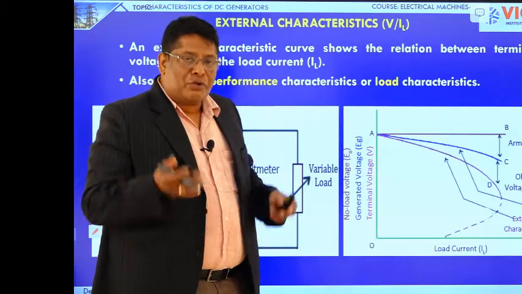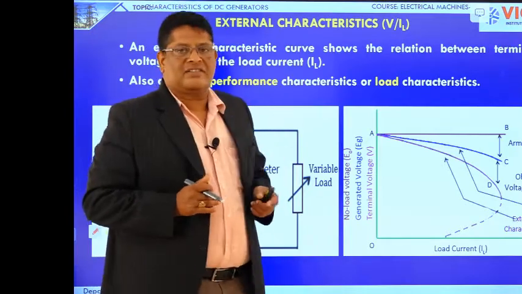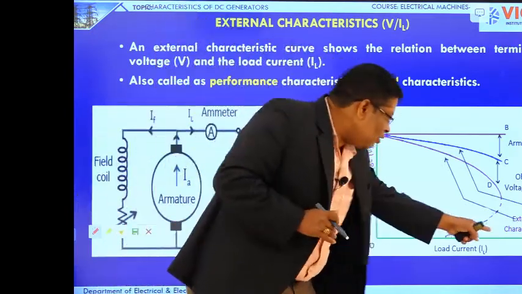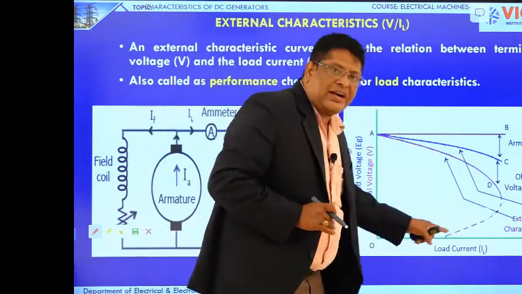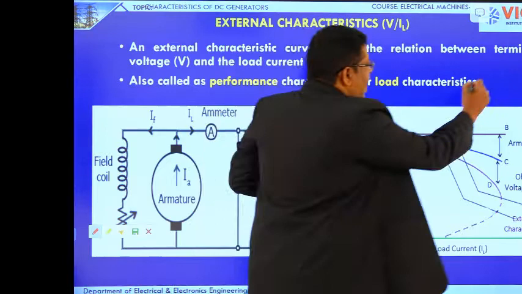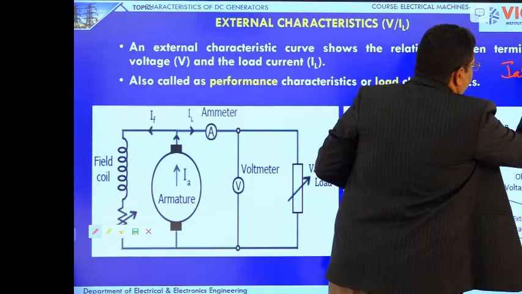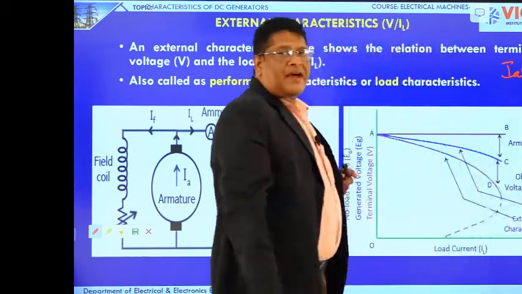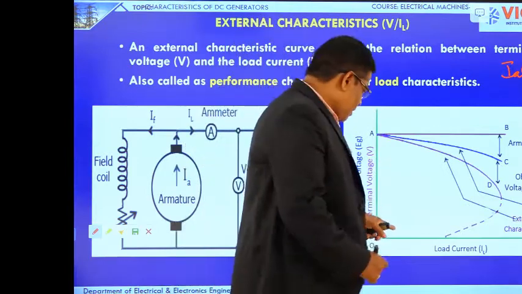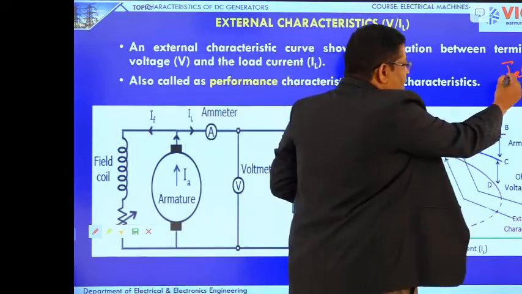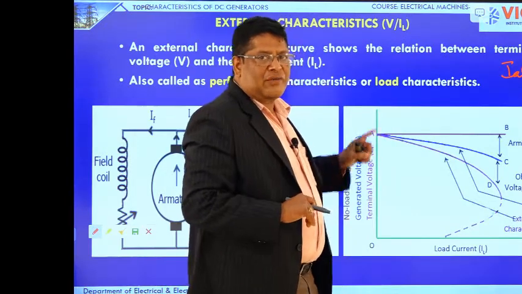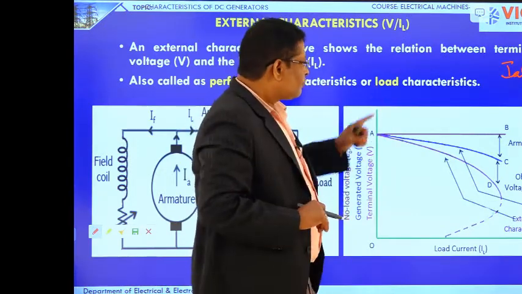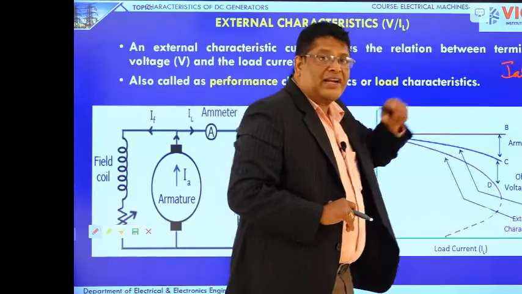So we know the armature resistance, and we know the load current also. At every value of load current, you find the value of IaRa. The load current and armature current are both the same. In this case, IL equals Ia, because we neglect the shunt field current.